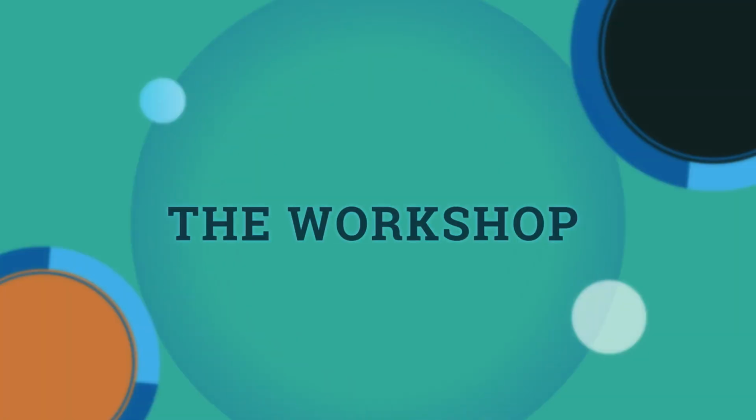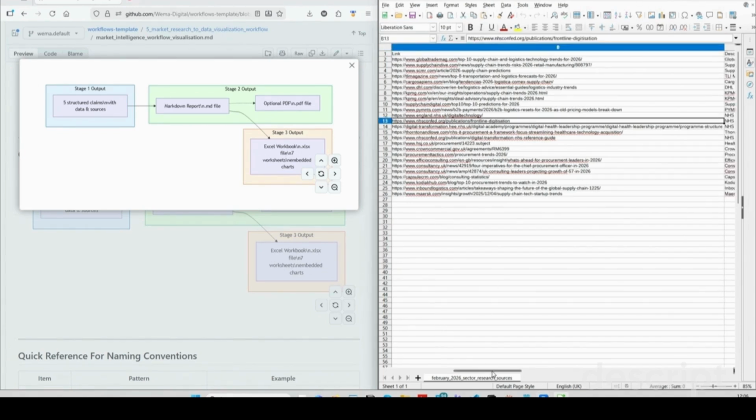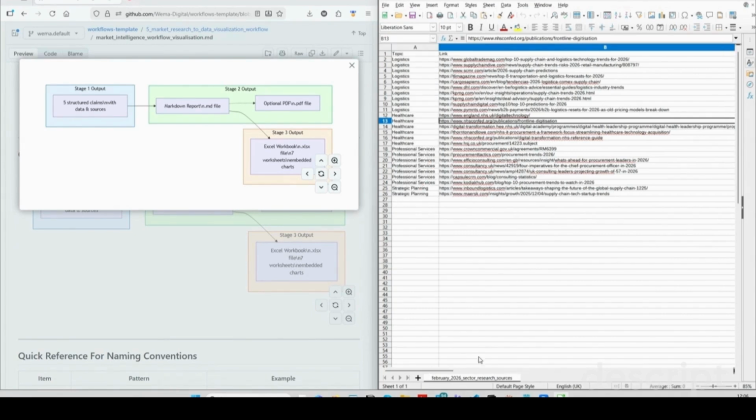Let's go! At the end of this workshop, you will be able to make claims using a web research dataset like the one we have here at the right. And you can generate a report with these claims that can help during marketing decisions, and also build an Excel workbook to support these claims with data and charts.